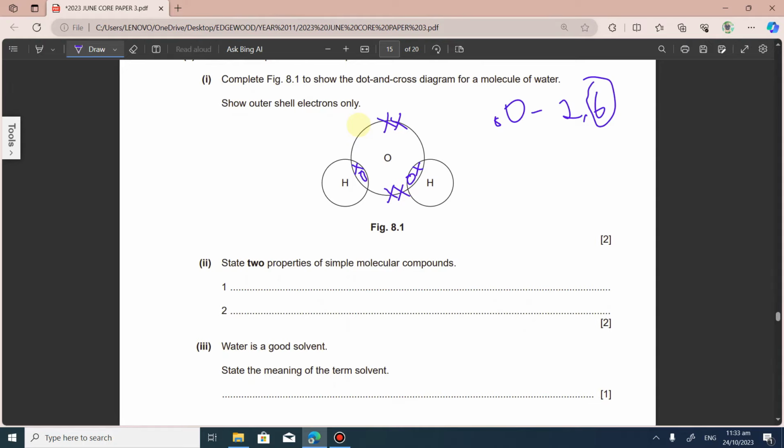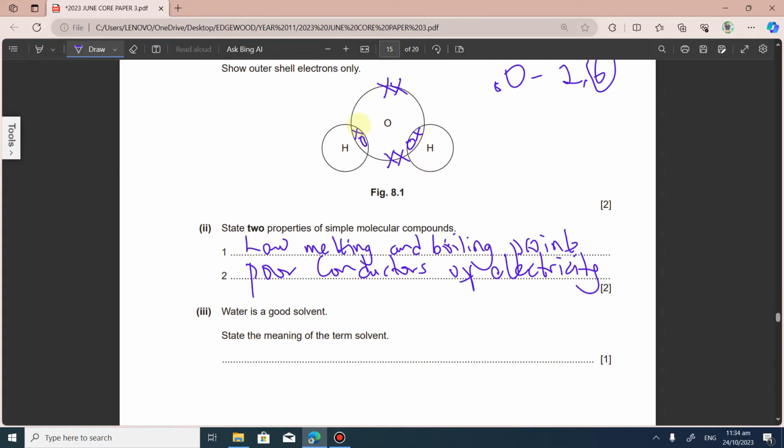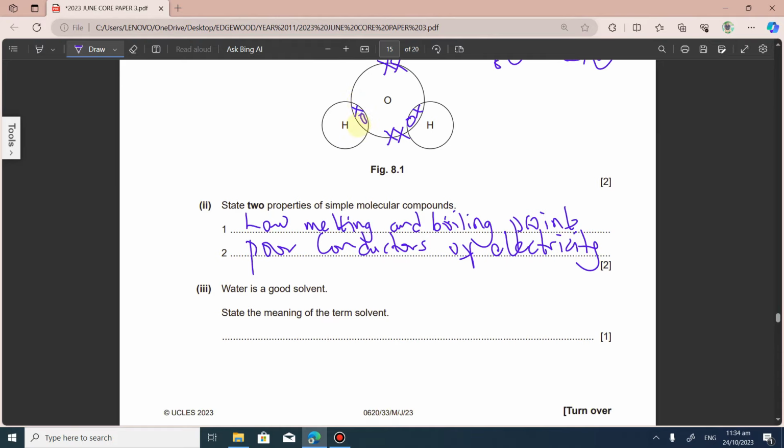State 2 properties of simple molecular compounds. Properties of simple molecular compounds: low melting and boiling point. So low melting and boiling point, unlike the giant covalent structure. And they are poor conductors of electricity or heat, as the case may be. Okay, so that sorts that out. So it's just a comparison between simple molecular compounds and giant structures.